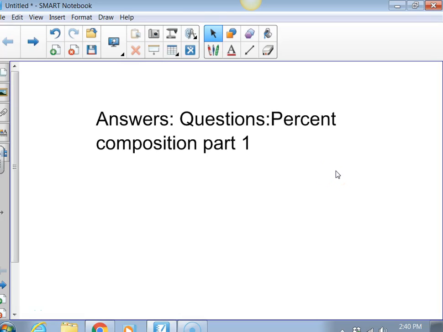Here is the answer key for questions percent composition part 1.